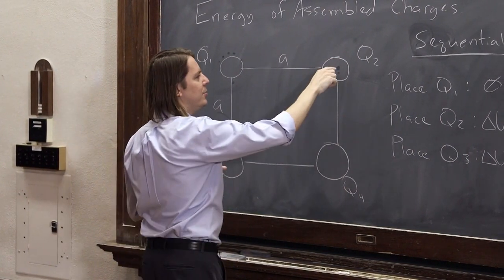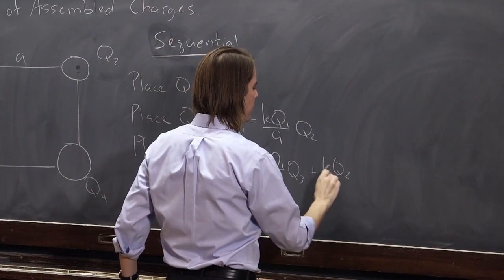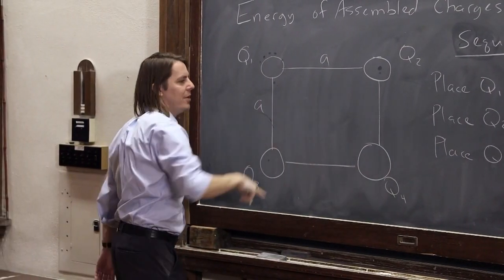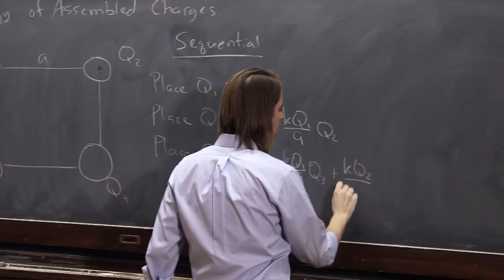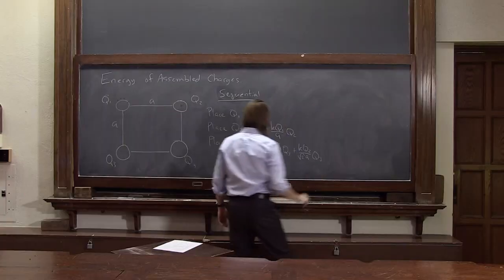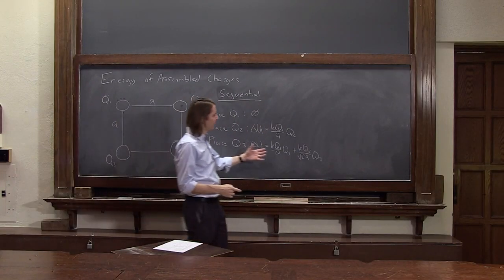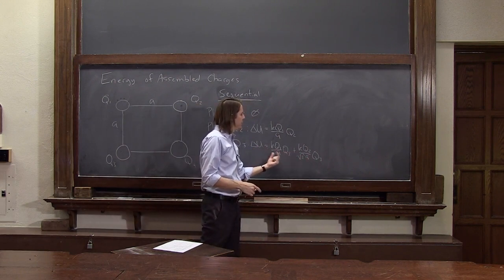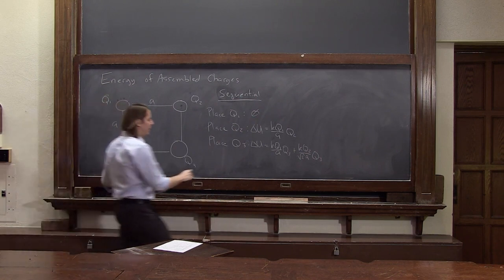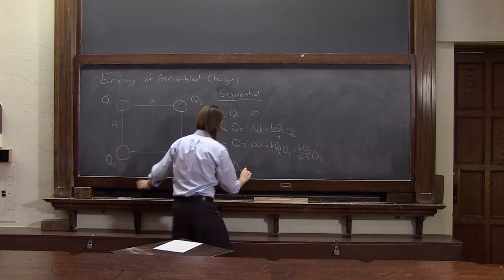So that is the potential created by Q2, K Q2 over, now it's not A, now it's the square root of 2 times A. Do Pythagorean theorem there. Square root of 2 times A, and then that's the potential. We got to multiply it by Q3. So the two terms to bring in Q3, if we do it in this order, are both potentials created by the other charges times the charge Q3, because that's the one we're bringing in. And then let's finally place Q4.